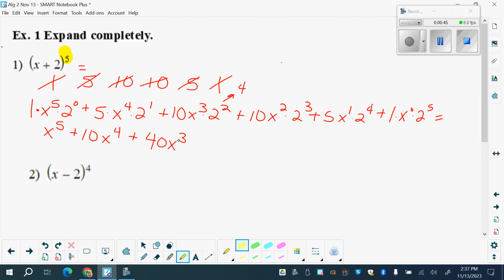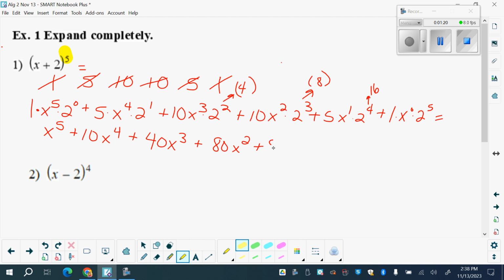x to the 3rd. And then what's 2 to the 3rd? 8. 8 times 10 is 80. x squared. What's 2 to the 4th? 60. Use your calculator. Go get a calculator if you don't have one, because I know how to do it. You guys don't. 16. Sounds like you said 60. So 16 times 5?